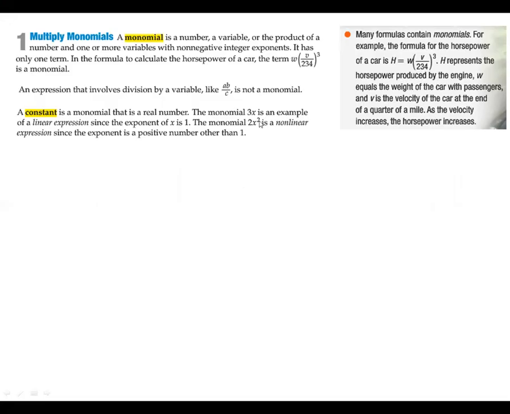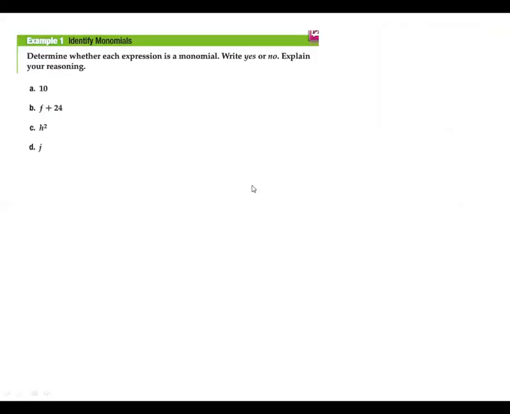The monomial 2x squared is a nonlinear expression since its exponent is a positive number other than 1. Like x squared is not power of 1. All right, so let's determine whether each expression is a monomial. Yes or no, and then explain your reasoning. Letter A, 10. Is that a monomial? You betcha. It's because it's a constant, and it's just a number and nothing else.